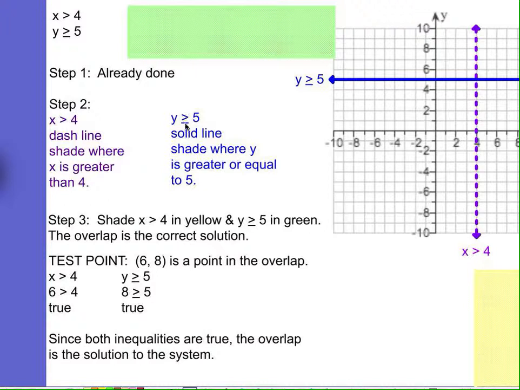Y is greater than or equal to 5. Again, there's a solid mark because there's an equal mark at the bottom. So we're going to draw a solid line where y is 5, because that is our border.